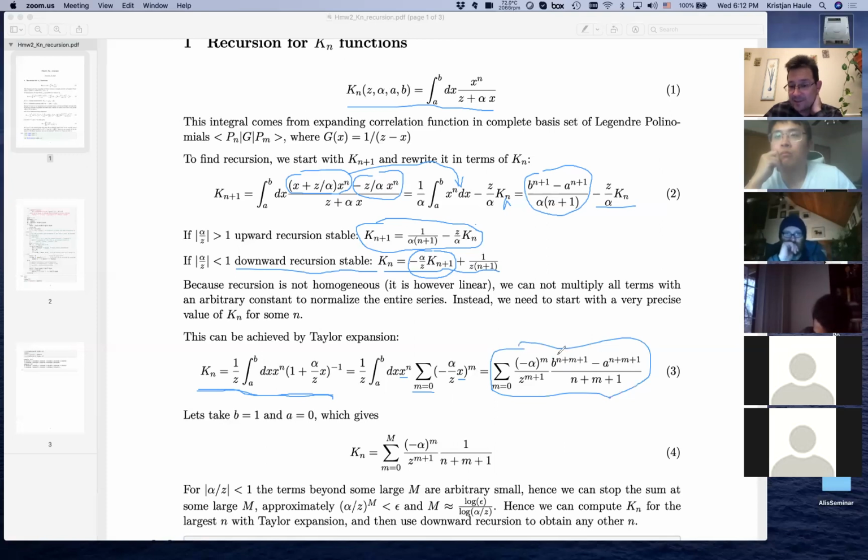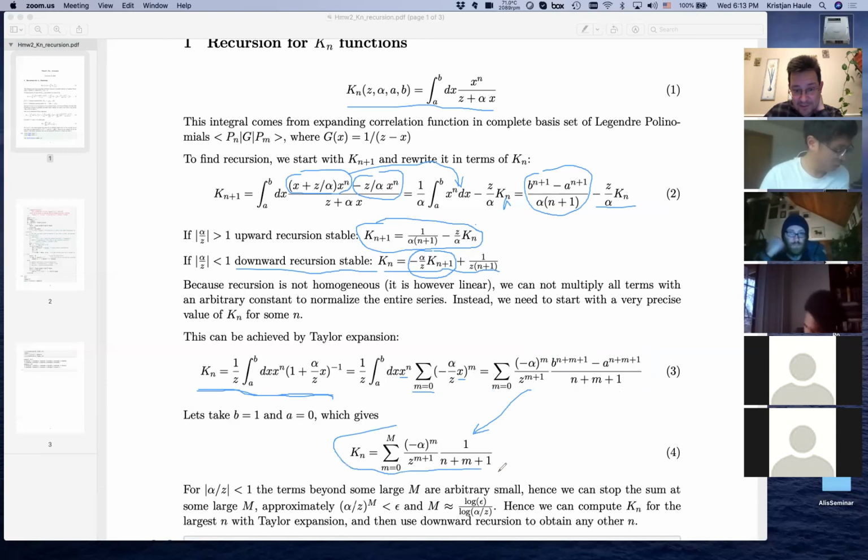Again, we're going to set b equal to 1 and a equal to 0 for simplicity. Basically, setting b equal to 1 and a equal to 0, we get this. This is not recursive. This is Taylor expansion, with which we can also calculate when alpha over z is less than 1. We could just use this Taylor expansion for every z and for every n.